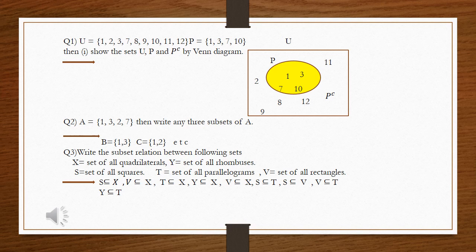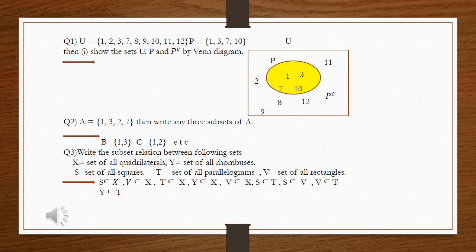Now the third example: write the subset relation between the following sets. The set X is given as the set of all quadrilaterals, Y is the set of all rhombuses, S is the set of all squares, T is the set of all parallelograms, and V is the set of rectangles. As we know, the rhombus, square, parallelogram and rectangle are all types of quadrilaterals. So these are subsets of quadrilaterals. So X is the bigger set. So here we can write S is a subset of X, V is a subset of X, T is a subset of X, Y is a subset of X.